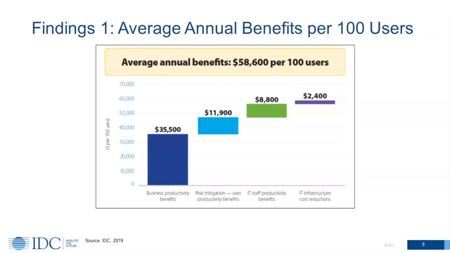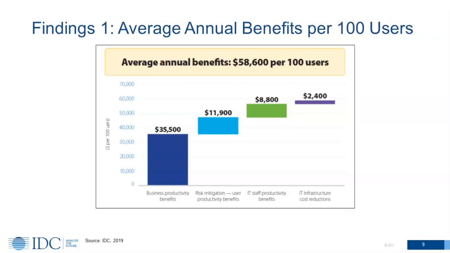The third category, shown in green, is IT staff productivity benefits. This category of value is the quantification of interviewed organizations' ability to manage and support their HyperFlex environments more efficiently than their legacy platforms, thus freeing up time for the teams responsible for these activities. It also includes value that development teams gain from having a more agile IT infrastructure that allows them to be more responsive to business demand and ultimately more productive. And the final category that you see is IT infrastructure cost reductions, shown in purple.